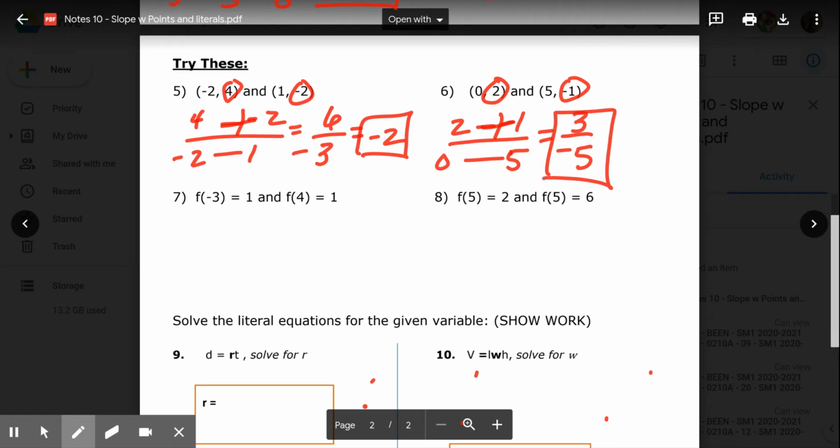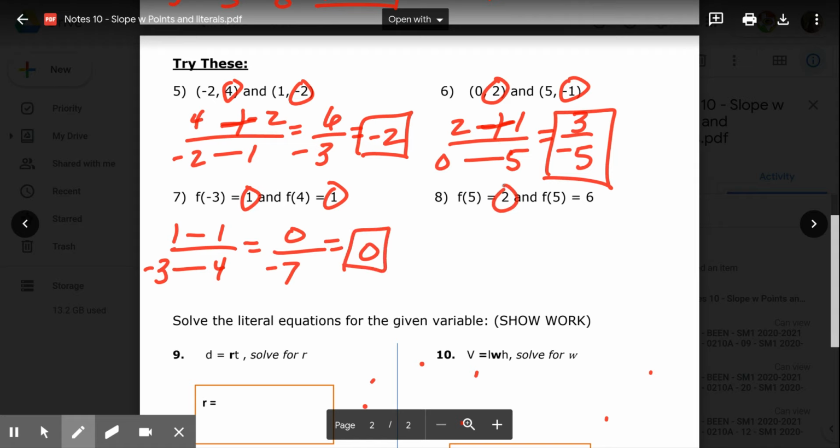Number 7, circle, circle, dash, line, dash. So here's our 1, our -3, and our 4. So 1 minus 1 is 0, -3 minus 4 is -7. Again, 0 on the numerator is going to be 0. Number 8, circle, circle, dash, line, dash, 2, 6, denominator, 5, 5. Well, I can see already that 0 is going to be under the line, so therefore it's going to be undefined.